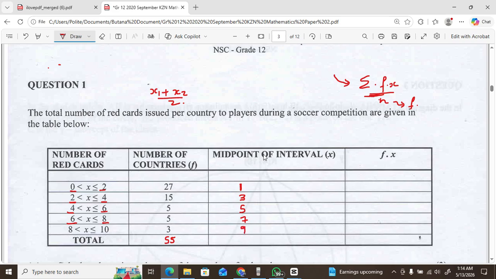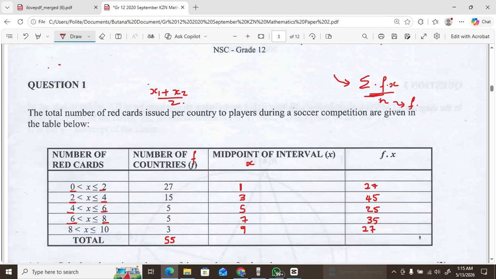Okay, so now I know the midpoints, we're not going to use the total anywhere. So I'm just going to move to f times x. So f times x, this is your f, this is your x. You just have to multiply the two. 27 times 1, 27. 15 times 3, that's 45. Then you're going to say 5 times 5, that's 25. Then what's next? 5 times 7, that's 35. We are multiplying 3 with 9. So that's 9, 18, 27. So this will be 27.